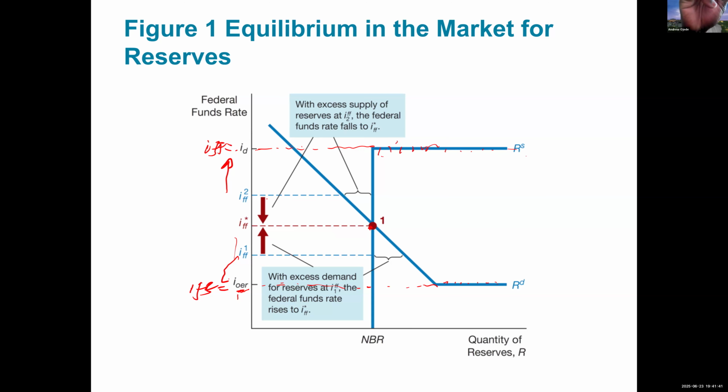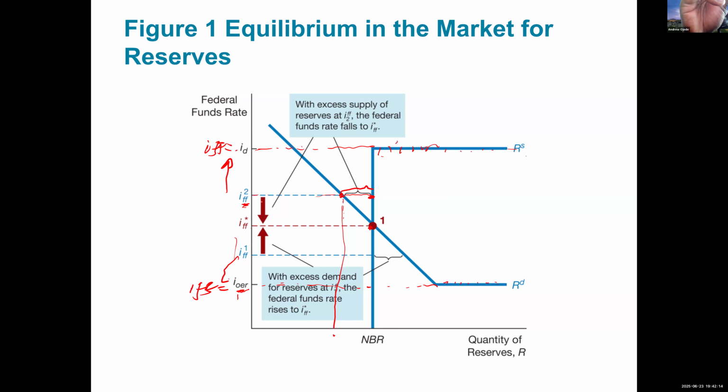What if the federal funds rate is above the equilibrium, like IFF2? If you draw the dashed line across, you're going to hit the demand curve first. That means the quantity demanded at that interest rate IFF2 is low, but the quantity supplied is high because it's a supply curve. So this gap here is what we're going to call an excess supply of reserves in the banking system. Anytime you have an excess supply of something, what happens to price? Price falls, and the price of reserves is the interest rate.